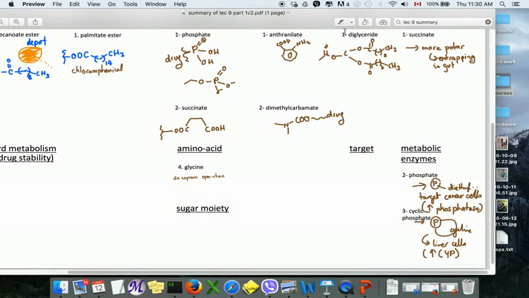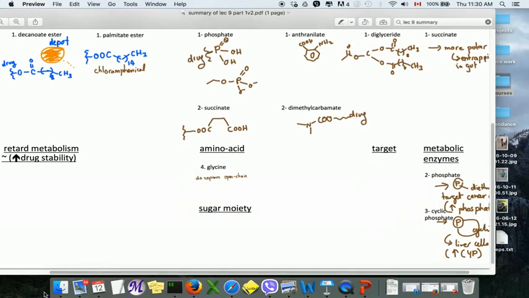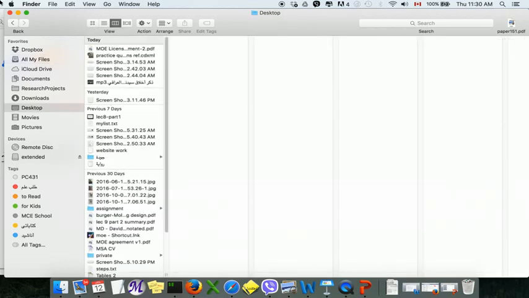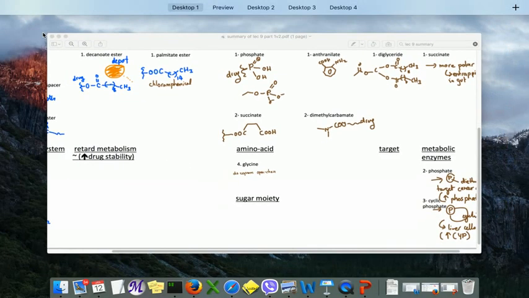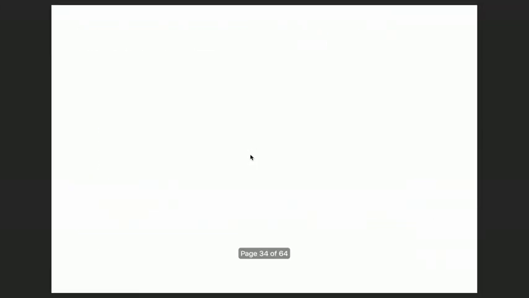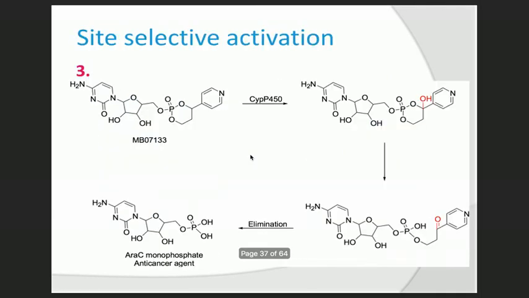So this summarizes the lecture. There are examples in the lecture. So if you go through the lecture, for example here, we have this drug, we make this ester, and we know that it is catalyzed by the cytochrome P450 that is present in the liver. So it will break and it will release this drug.